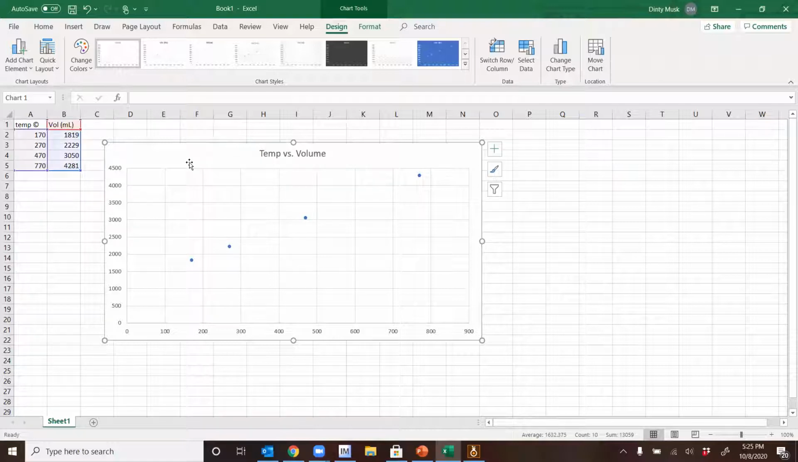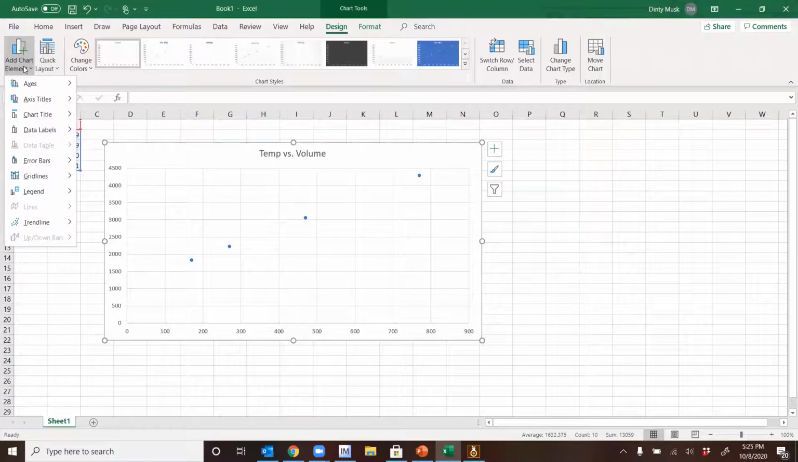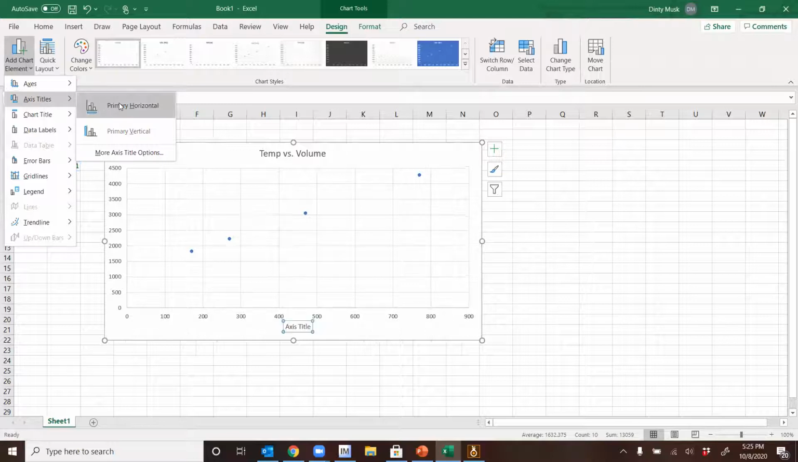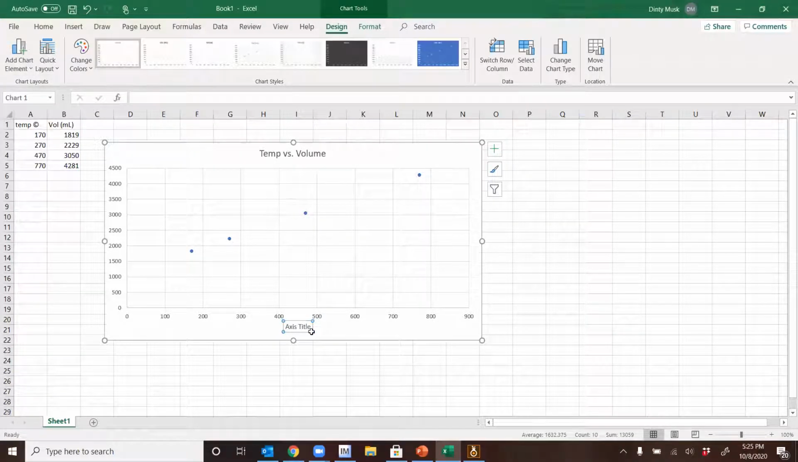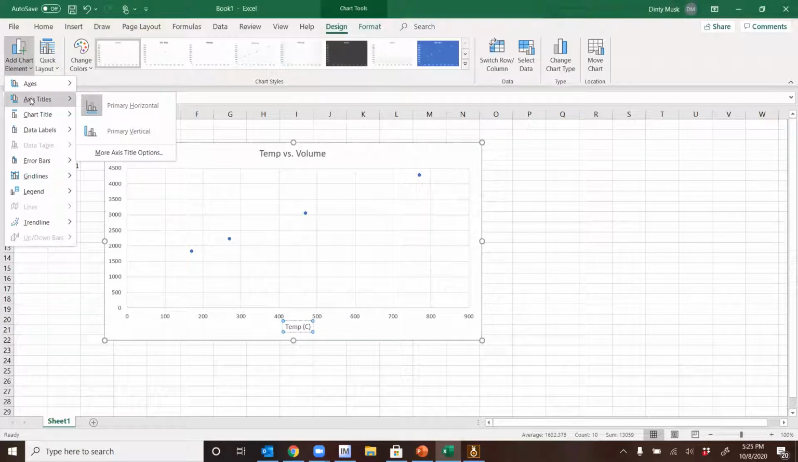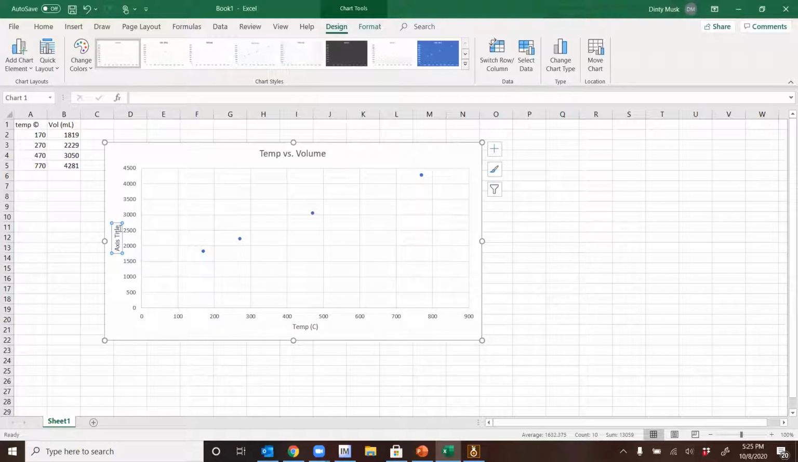So I've given my chart a title, and I can go to add chart element and then axis titles. So for the horizontal axis, remember, these were our temperatures in degrees Celsius. And in axis titles for the vertical axis, these were volume in milliliters. Oops.